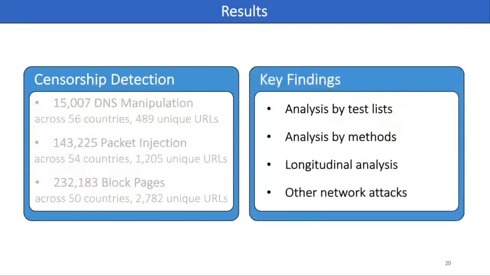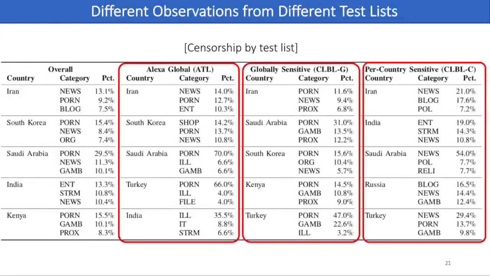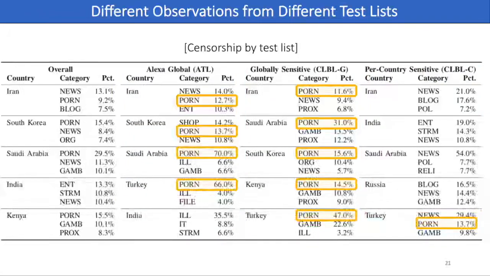Now, I'll talk about our key findings: analysis by test list, by methods, longitudinal analysis, and other network attacks detected by ICLab. First, our results show that which web list to test can change our observation about censorship policy. In this table, we divided our results based on each test list. The table shows that the top 3 categories blocked by each country differ somewhat from one list to another. For instance, pornography is much less prominent on the country-specific list than on the global list.